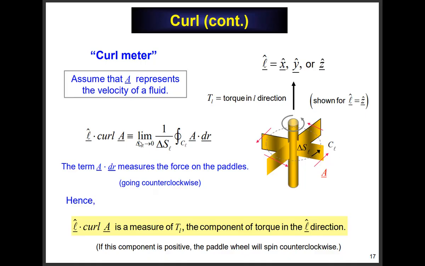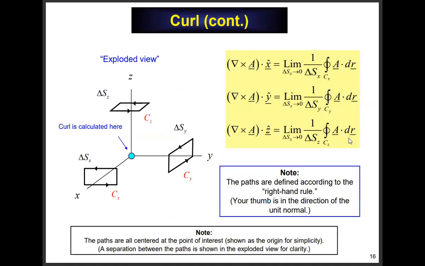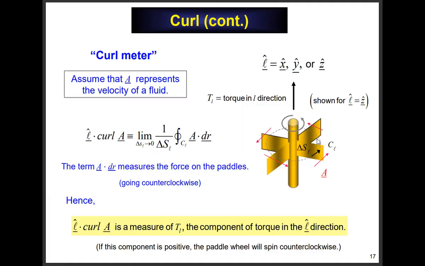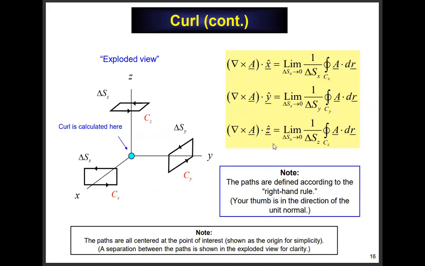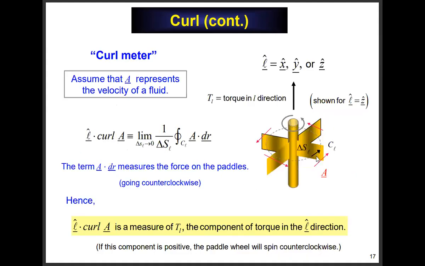So remember, I'm pretending L is unit vector Z. It could be any one of the three, but let's pretend it's Z. So let's revisit this equation right here. Z component dot curl of A, curl A dot Z. Here's that formula again, right? But the one thing I'm going to do differently is, here I took a rectangular path, path C_Z. But the claim was, shape doesn't matter. That's the claim, right?